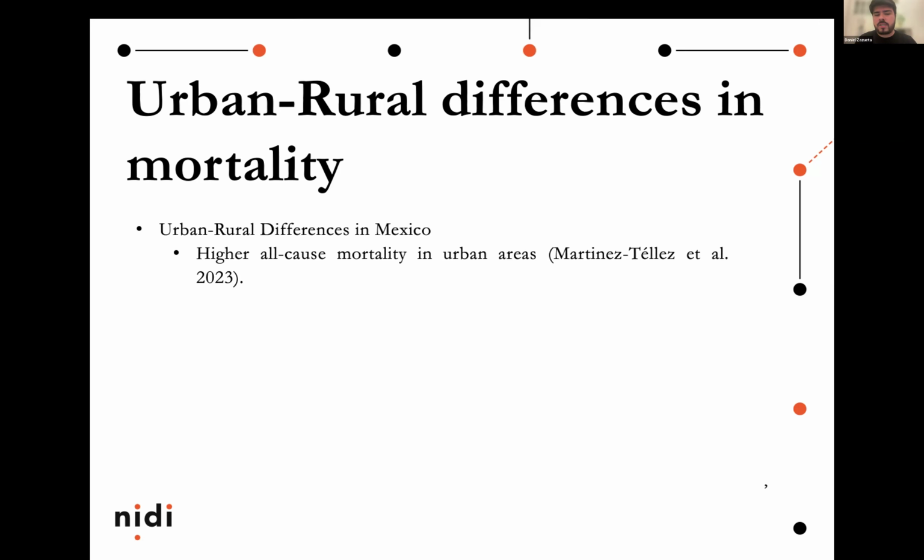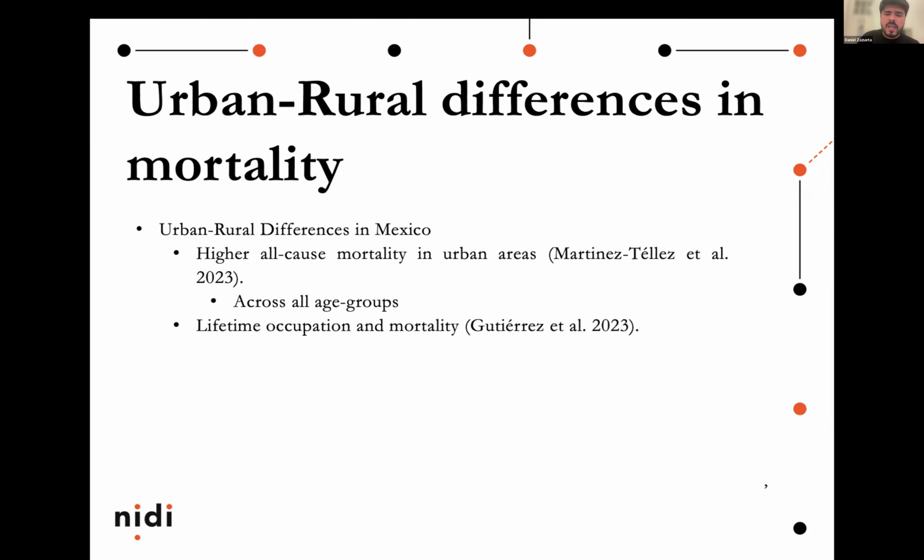From previous studies, we know that there is a higher all-cause mortality in urban areas in Mexico. Urban areas are defined as those with populations of more than 100,000 inhabitants. And this persists across all age groups. There are also some studies that have looked at the differences in lifetime occupation and mortality across urban and rural areas. They found a strong gradient for agriculture, mostly because men in rural areas tend to dedicate their prime lifetime occupation to the agriculture industry. This is an important factor shaping the relationship between occupation and mortality.